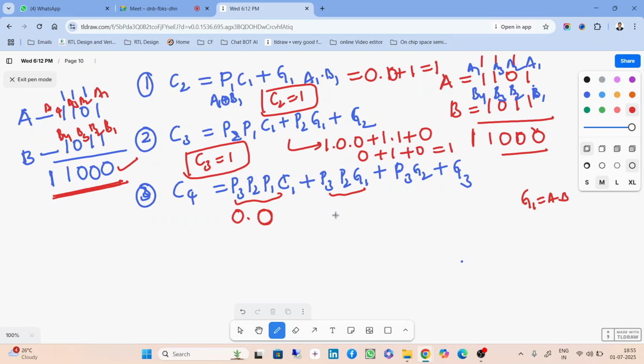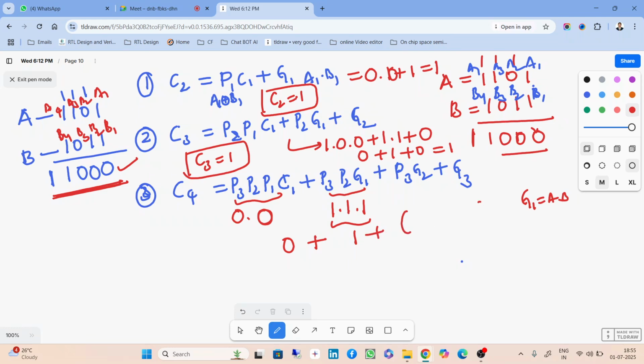P3 is how much? Zero. A3 B3. So this is 1 and 0. P2 is A1 B1. This is 1 and 1. G1 is what? G1 is 1. Okay. So 1 and 1 and 1. Total value is what? 1. Okay. So 1 plus 0 plus, okay.